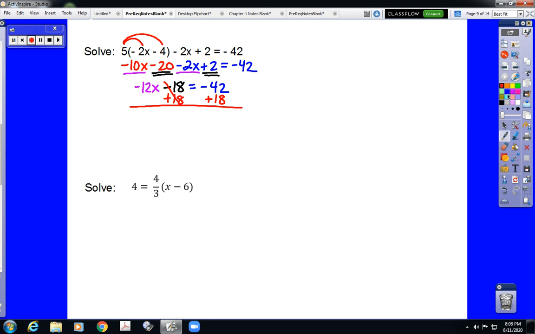That gives us negative 12x equals negative 24. Divide by negative 12, and we get x equals 2.